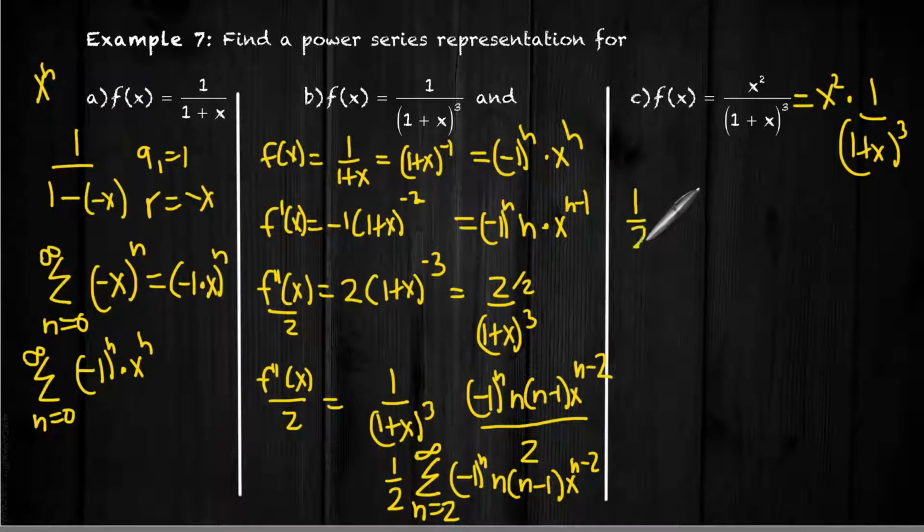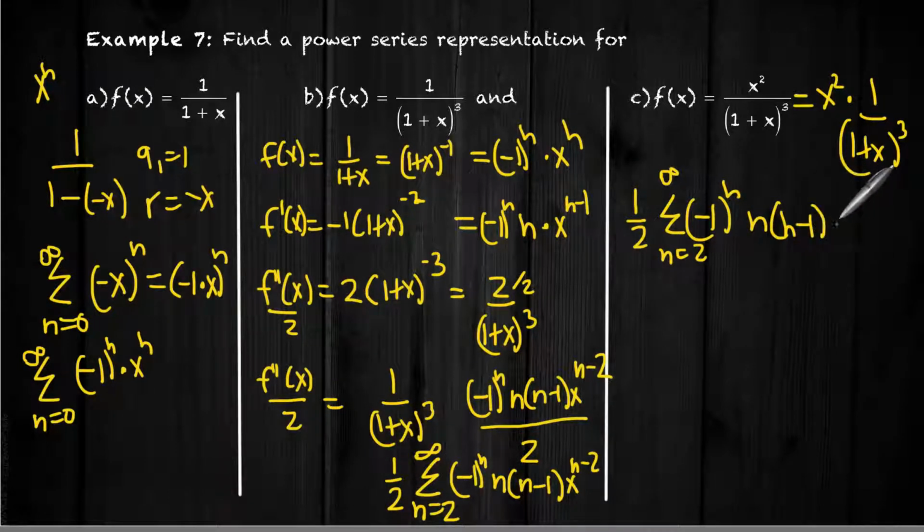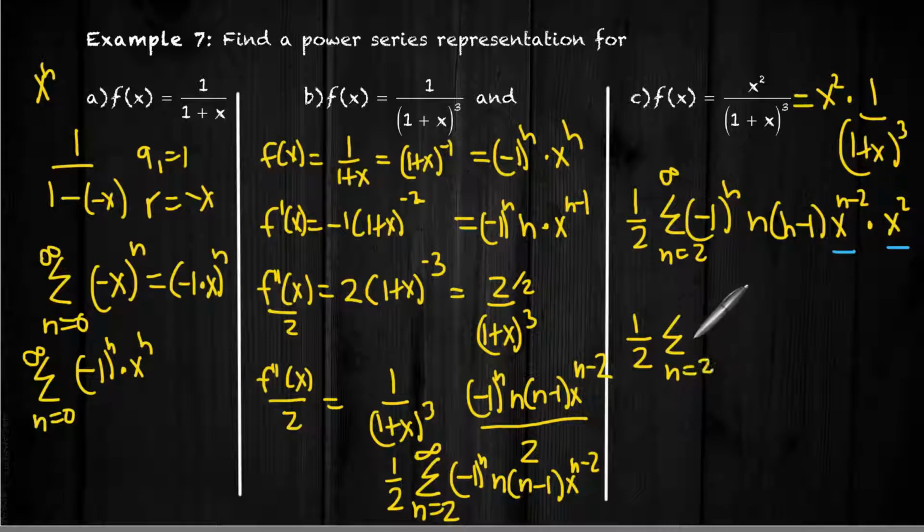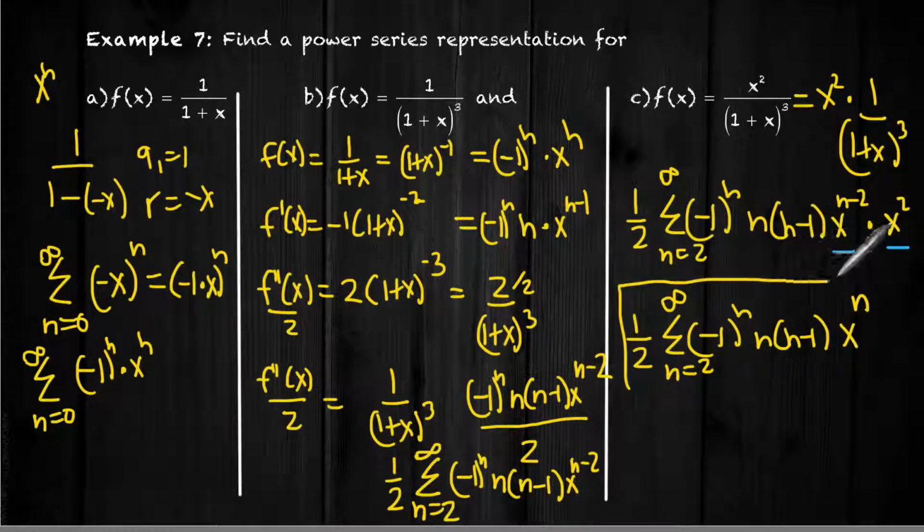We have a 1/2 and summation from n equals 2 to infinity, negative 1 to the n times n minus 1 times x to the n minus 2 times this x squared that we're introducing in this problem. Well, we have like bases, x and x. We've seen this before. That means we can add the exponents together. Well, when you add this negative 2 with this positive 2, it's going to cancel out. And so our final answer should look like 1/2 summation from n equals 2 to infinity of negative 1 to the n times n minus 1, and then x to the n power. And that is the answer.